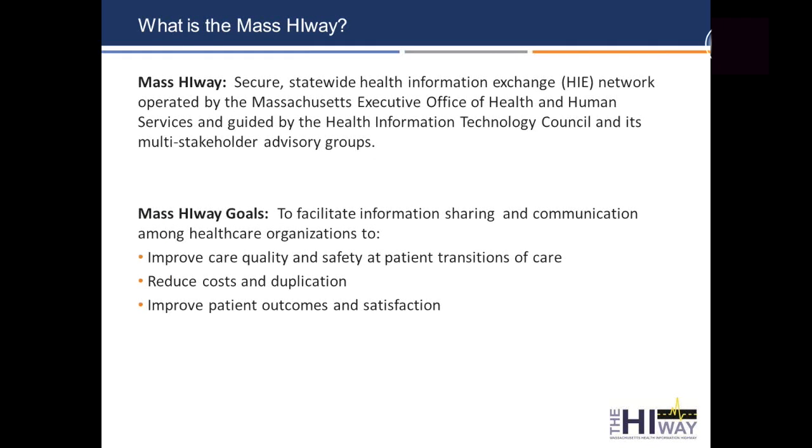Many of you probably have a pretty good idea by now what the HIway is. It's a secure statewide health information exchange network. This was launched in October of 2012, and it's operated by the state, the Executive Office of Health and Human Services. It is basically a direct secure messaging platform, meaning that it is the basis for secure and trusted exchange among the provider organizations in the state. The goals are very aligned with the Triple Aim. The HIway sees its role as increasing information liquidity in the state in support of care quality and safety, reducing costs and duplication, and improving patient outcomes and satisfaction.